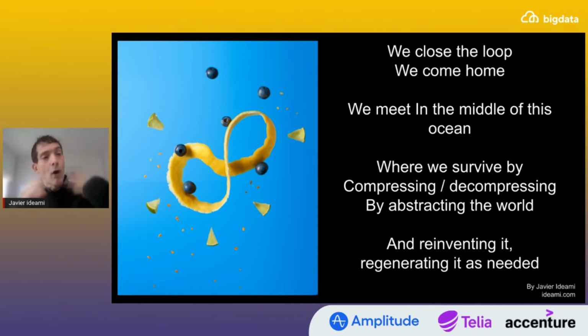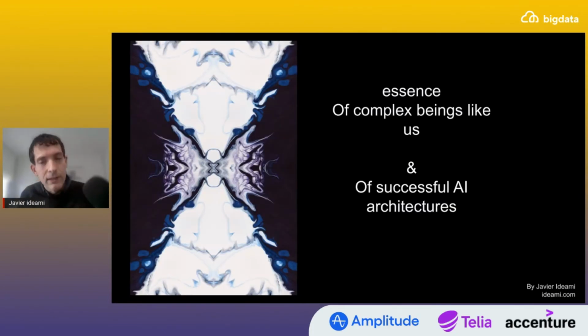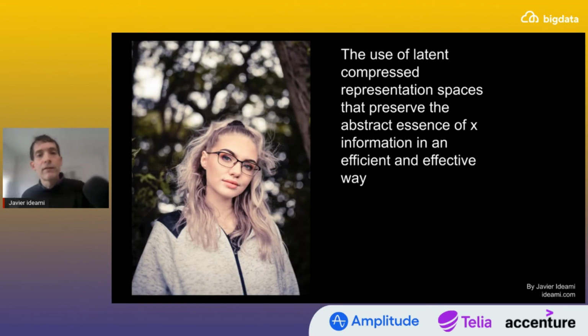We are meeting in the middle of this ocean of complexity where we survive by compressing and decompressing, by abstracting the world and reinventing it, regenerating it as needed. So remember, these bidirectional, flexible funnels that have these bottlenecks in the middle are really the base essence of complex beings like us and of successful AI architectures. And in these models, we use these latent compressed representation spaces, whose function, again, is to preserve the abstract essence of whatever information or domain of information in an efficient and effective way.